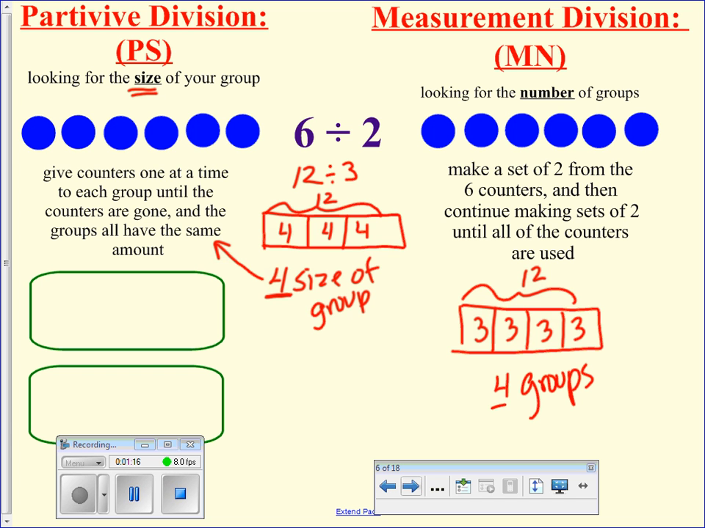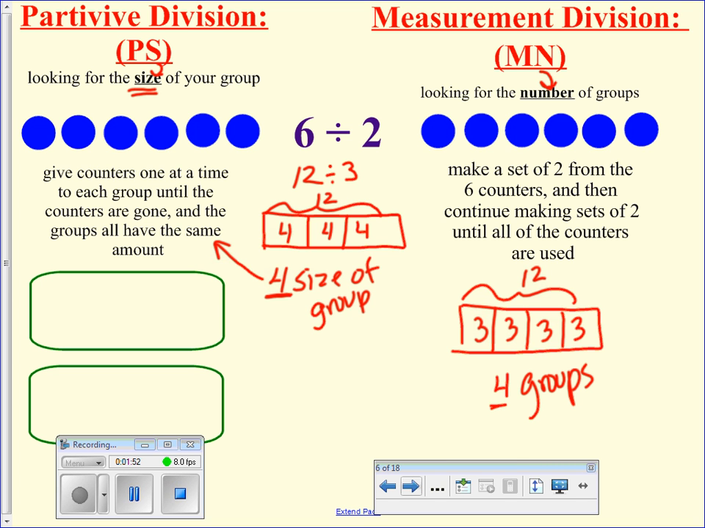When my quotient is telling me how many groups, then it's measurement. Remember, MN, N is the number of groups. PS, partitive, is the size of your group. Yesterday we focused on measurement. Today we're going to be looking at partitive. Are there any questions on the difference between measurement or partitive? Are they two different answers or the same answer? Well, 12 divided by 3 is 4. Always. It doesn't matter if you use the partitive model or the measurement model.